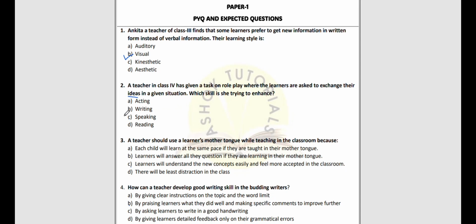All right, so the correct answer here is speaking. Why? Because role play activities are an excellent way to improve speaking. And what is speaking? Speaking means communication skills, right? So it allows children to act out what they would do in a real life situation. All right, so this is what it means.